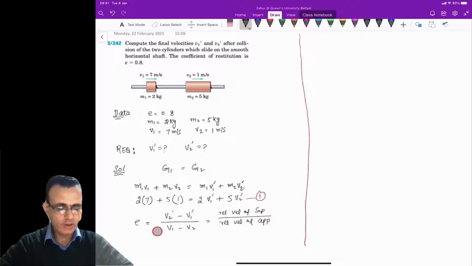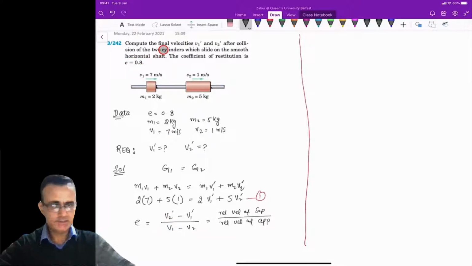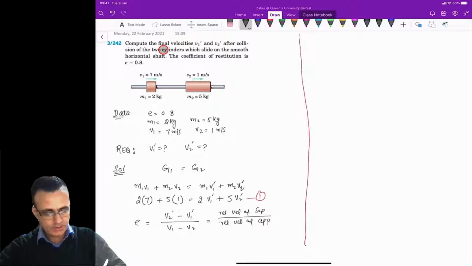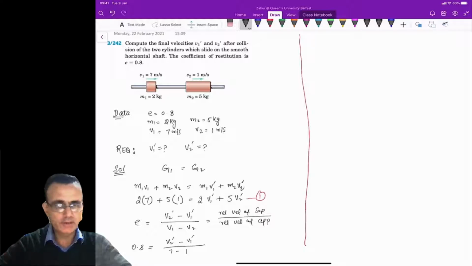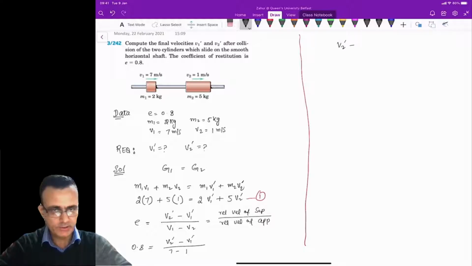So now from here we can derive another equation, because we are given e, which is 0.8 in this case. So if we just use e equal to 0.8 and v2 dash minus v1 dash, and you are given v1 minus v2, which is 7 minus 1, so from here, what we can write is that v2 dash minus v1 dash will become equal to 4.8. So this is our equation 2.